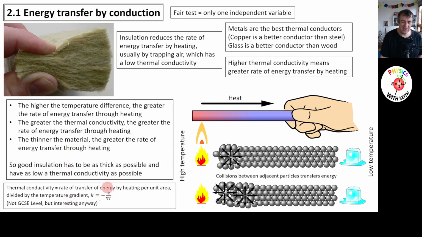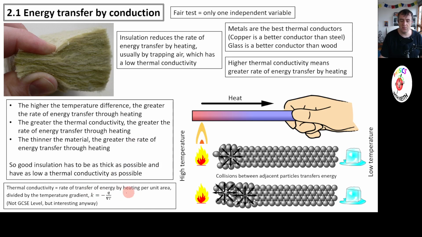Now, you don't need this equation for your GCSE. You really don't. But it tells us some things that you do need to know for your GCSE. It tells us, for example, that if I have a higher difference in temperature between this side and this side, between the left and the right of our bar, then energy is going to be transferred across that bar by conduction at a higher rate.